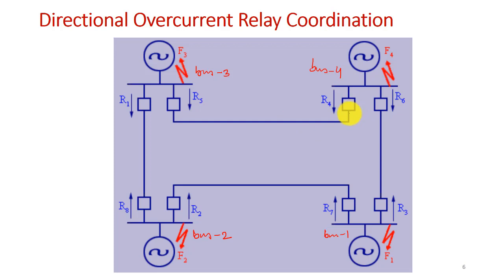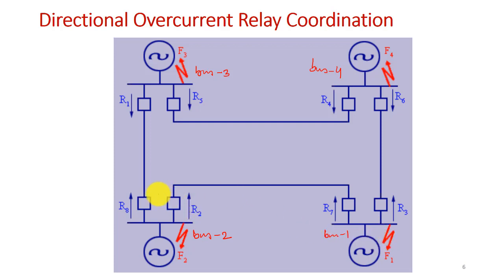Then the question is how to coordinate these relays, because in a radial feeder what we do is start from the tail end and go to the source end. And here, from which point we'll start, that is a main confusion also, right? We can start from any relay. Let us consider fault F1 at bus 1. For this fault we'll have two protections. It will be protected by 2 relays.